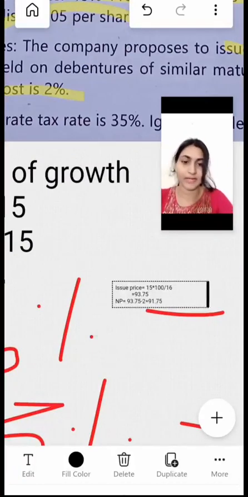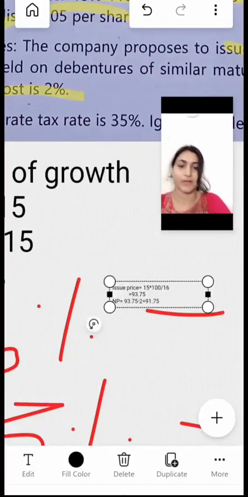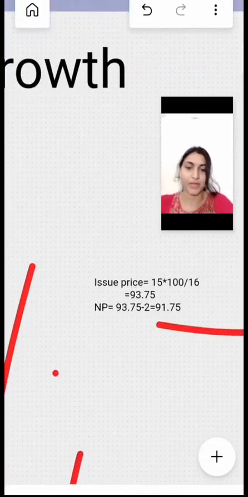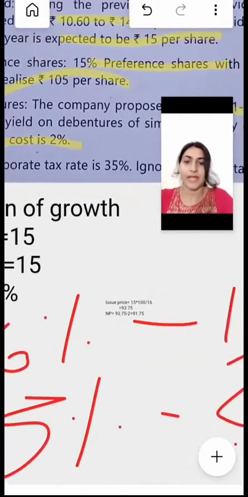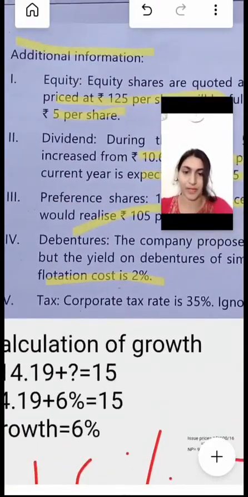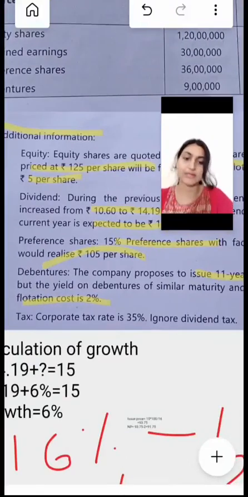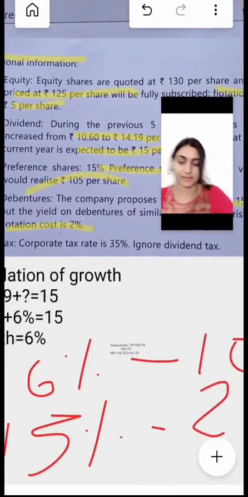Okay, so we'll get it as 91.75. So next, they have given corporate tax rate is 35%. Ignore the dividend tax.